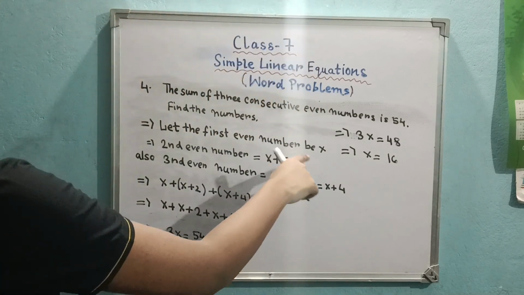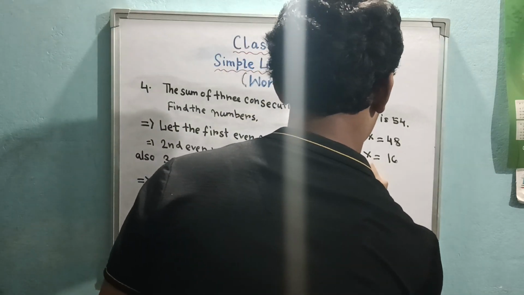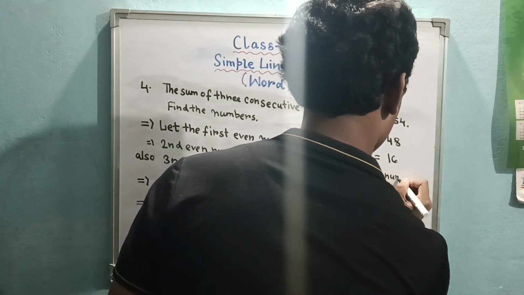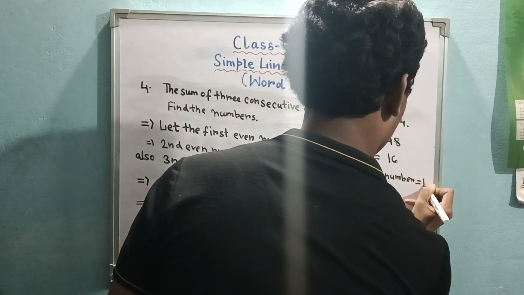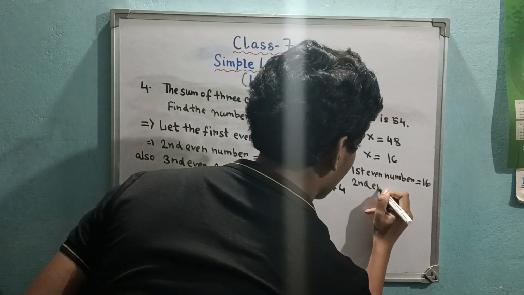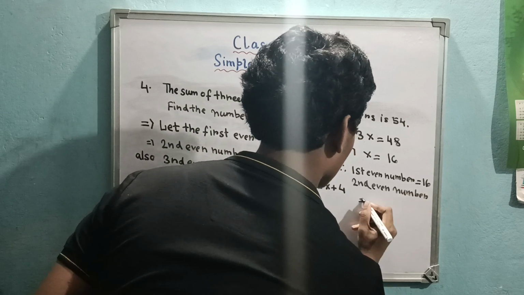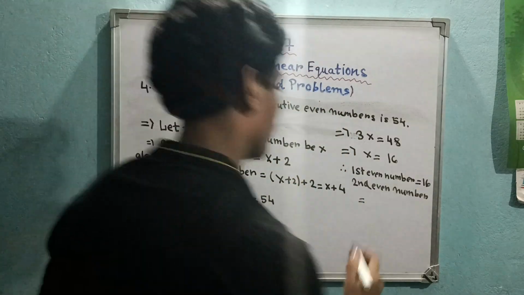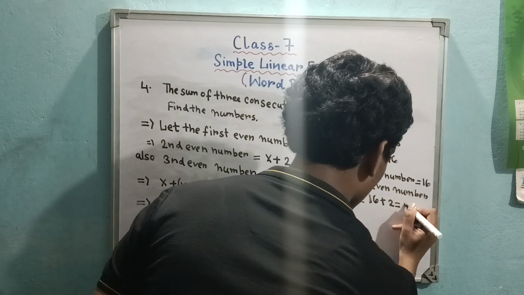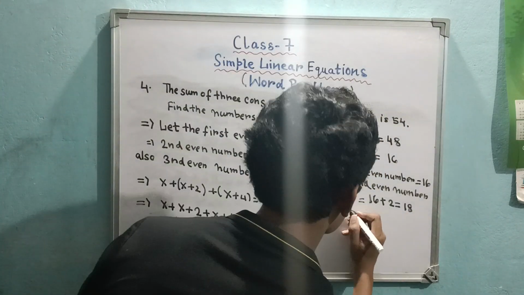Now, therefore, we have got the value of x, so the first even number is 16. Second even number is x plus 2, which means 16 plus 2. This will be equal to 18.